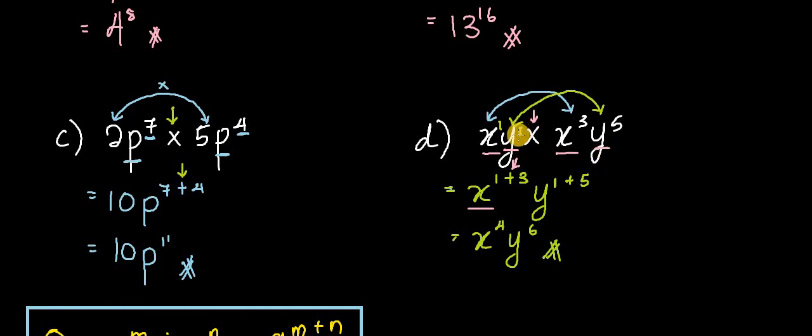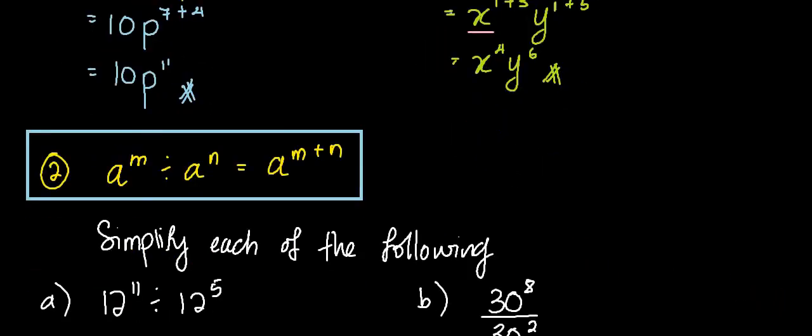And same goes with y, since both of them have the same base. So here the invisible power is 1, and there's a times. So I'm going to put y power 1 plus 5. And once you simplify it further, you should get that answer. Hope that is clear. Now let's go to the second rule.